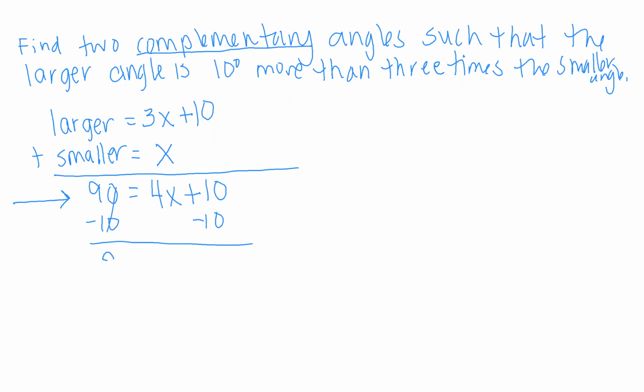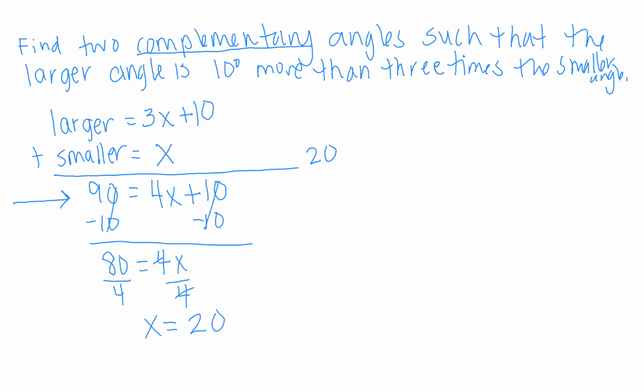90 minus 10 is 80. And then the 10's on the right cancel, leaving me with just a 4x. All right, now I need to undo the multiplication of 4 and x. So I would divide. The 4's on the right cancel, leaving just an x. And then 80 divided by 4 is 20. This tells me that the smaller angle is 20 degrees.